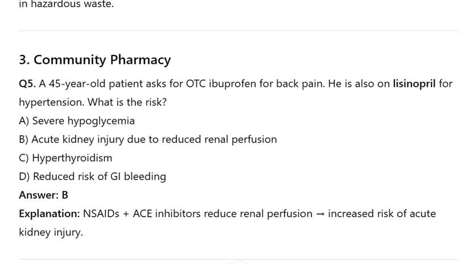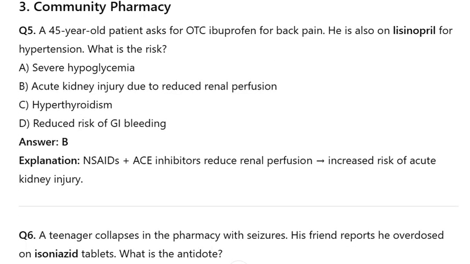Number 3. Community pharmacy. Q5. A 45-year-old patient asks for OTC ibuprofen for back pain. He is also on lisinopril for hypertension. What is the risk? A. Severe hypoglycemia. B. Acute kidney injury due to reduced renal perfusion. C. Hyperthyroidism. D. Reduced risk of GI bleeding. Explanation: NSAIDs plus ACE inhibitors reduce renal perfusion, increasing the risk of acute kidney injury.